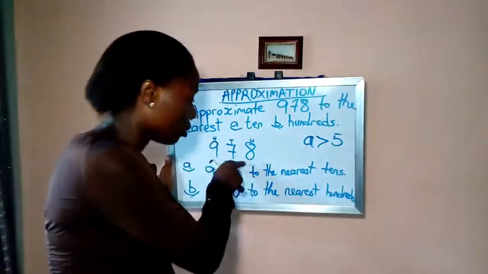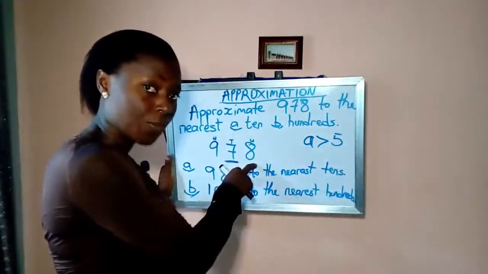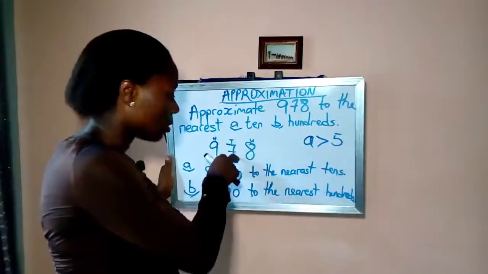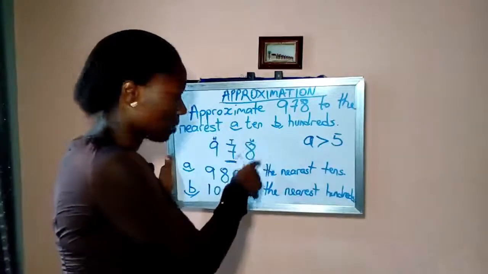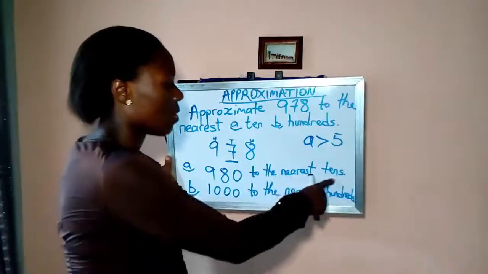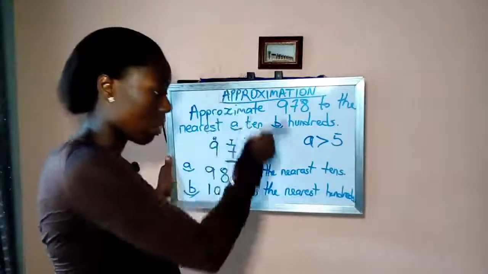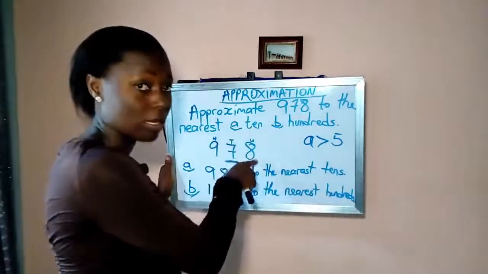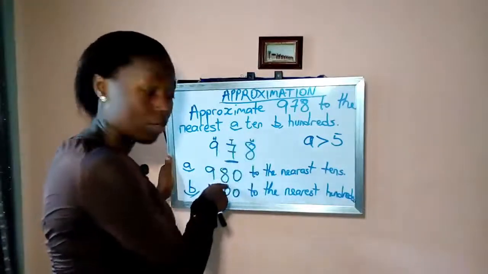Now we pay attention to the number behind it. The number behind it is 8. So we round it up to 1 and add it to this place. Now, what do we do to this place? We'll put a 0. It becomes 980 to the nearest tens. That is because 7 plus the 1 I got from rounding up, so this 7 plus 1 gives us 8.